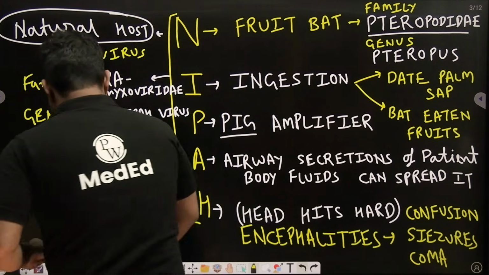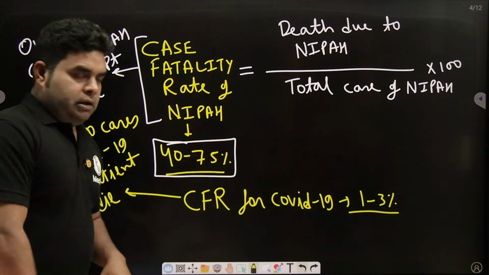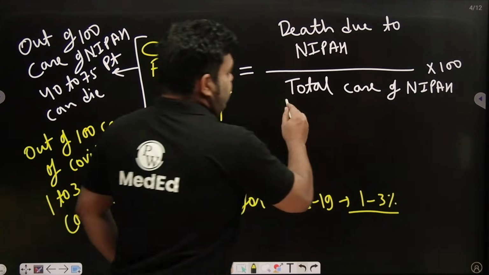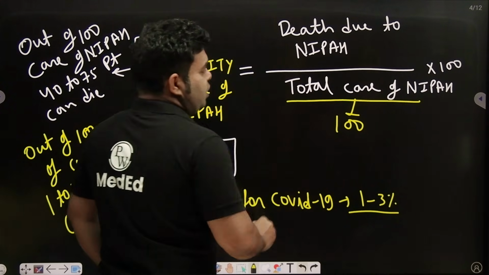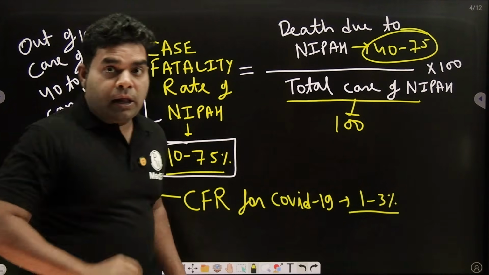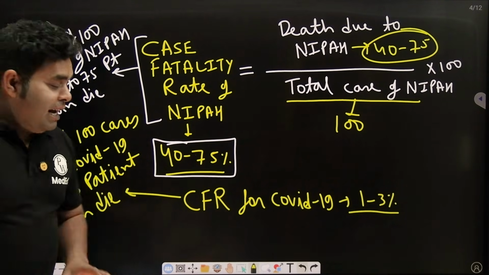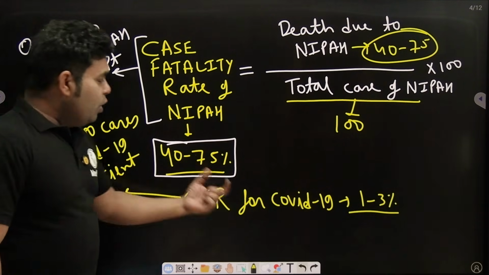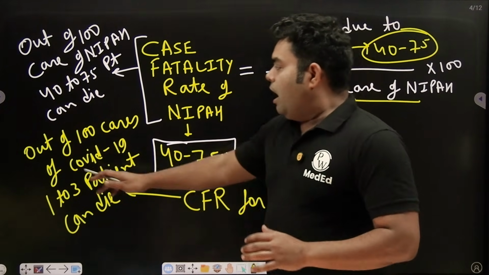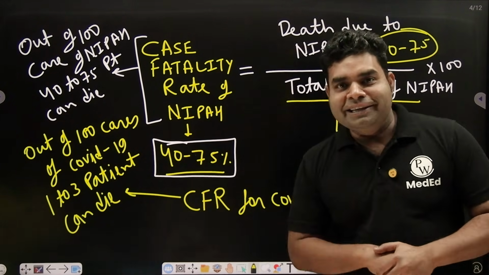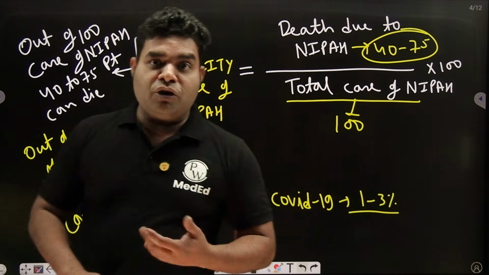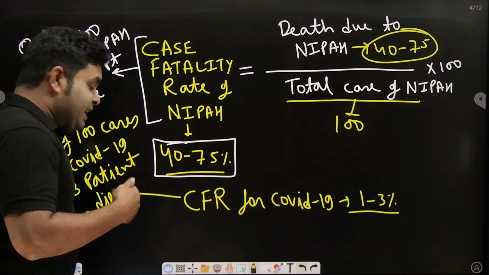So, main question, should we be worried? Answer is yes. Because the case fatality rate for Nipah is 40 to 75%. That means if there are 100 cases of Nipah, out of those 100 cases, 40 to 75 of the patients will die. And how dangerous it is, you can compare it with COVID and understand it better. For corona, the case fatality rate was 1 to 3%. That means if there are 100 cases of corona, only 1 to 3 patients will die. But as we said, if there are 100 cases of Nipah, 40 to 75 will die. So it's much deadlier than COVID, and it is a dangerous disease.